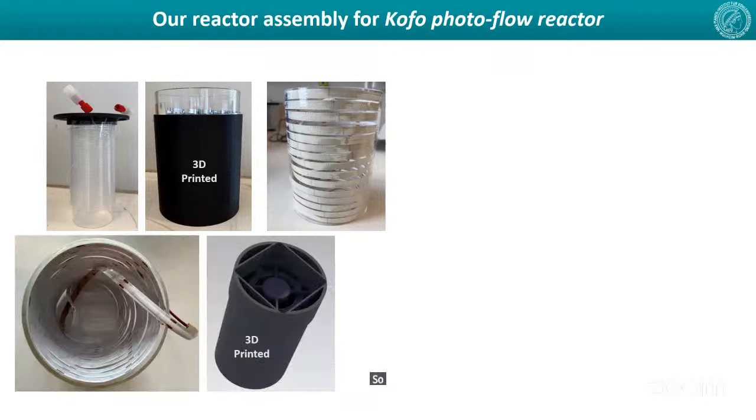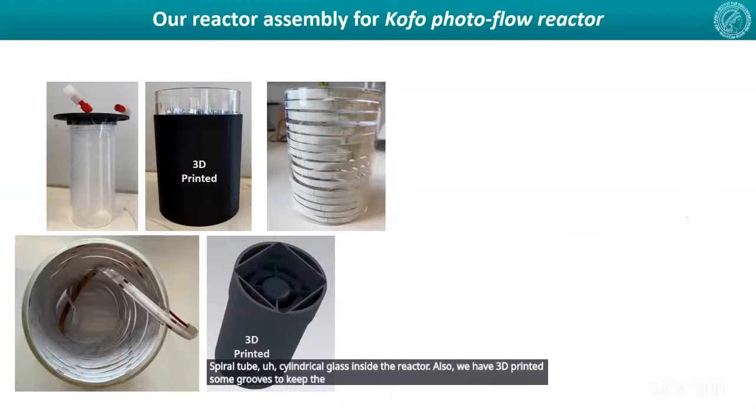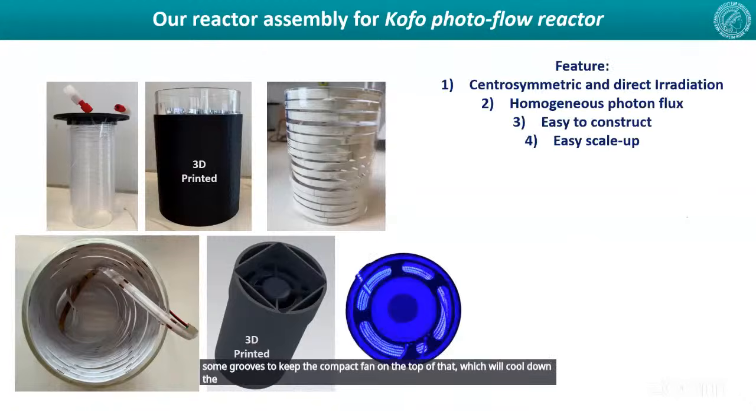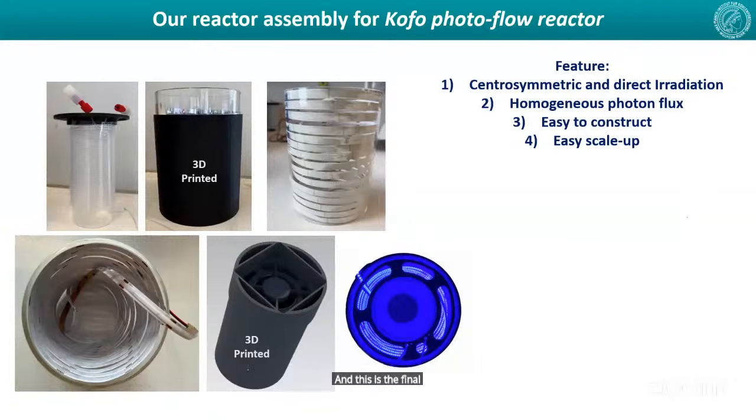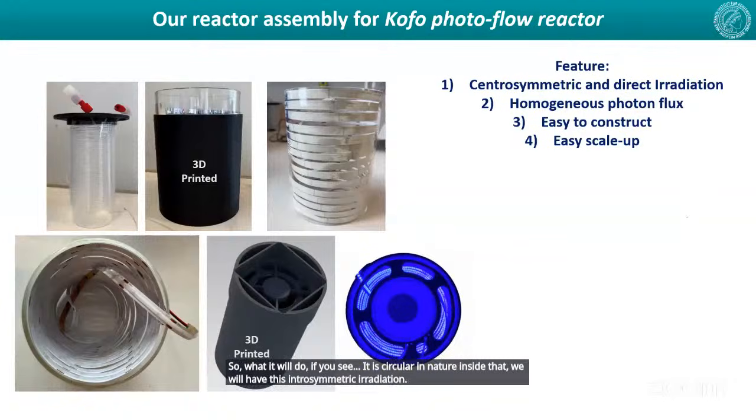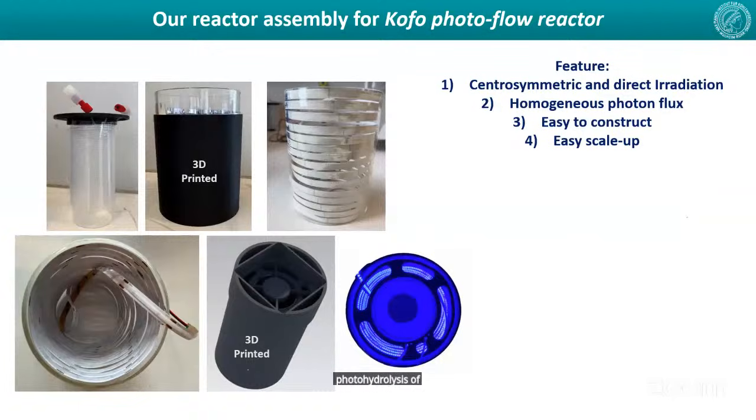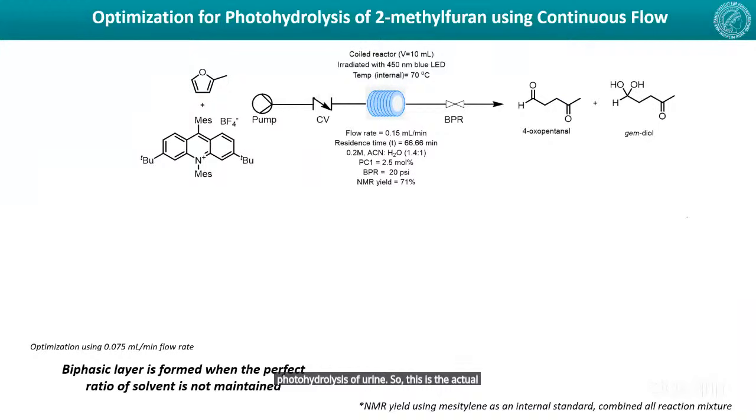Now we put this LED stripe inside and place the first cylindrical spiral tube glass inside the reactor. Also, we have 3D printed some grooves to keep a compact fan on top of that, which will cool down the reaction. And this is the final customized photo reactor. It is circular in nature. Inside that, we have this centrosymmetric irradiation, and it will be very intense in order to drive our photo hydrolysis of furan. So this is how the actual setup looks.